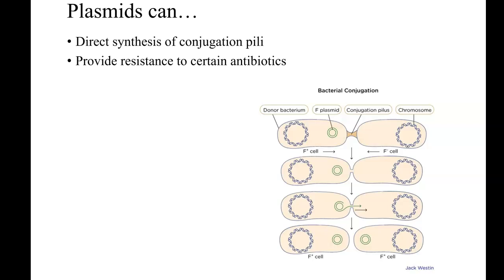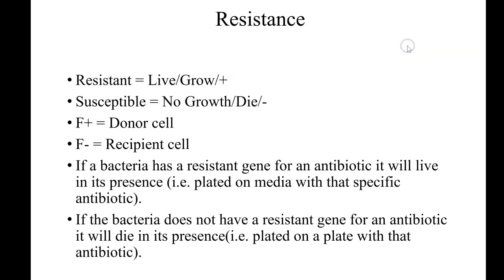Once that conjugation bridge forms, now some DNA can actually transfer. In the case of this bacteria, a copy of the plasmid is actually being transmitted from that donor cell to the recipient cell. And now at the end of conjugation, when you look at that bottom picture, those two cells are identical. So now that recipient cell has become an F plus, or a donor cell.